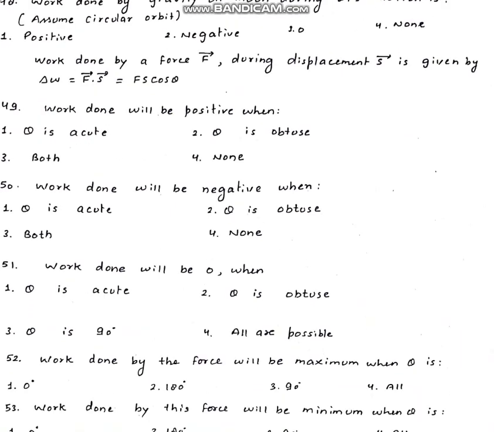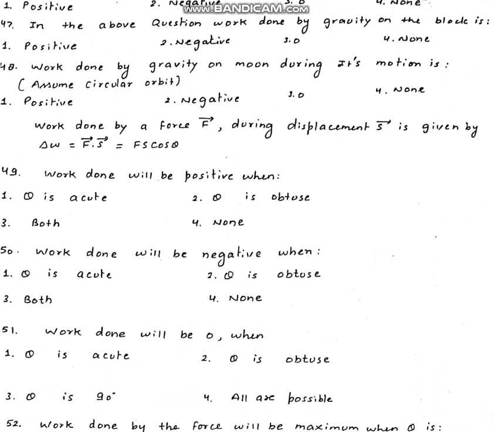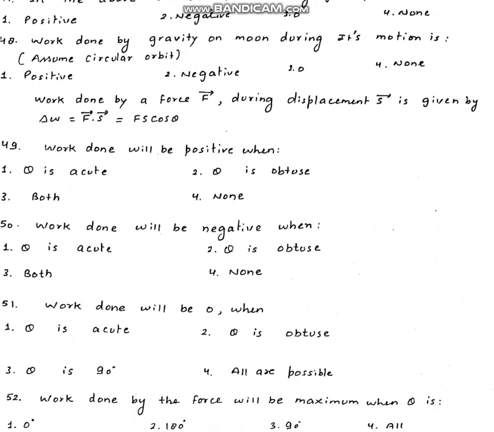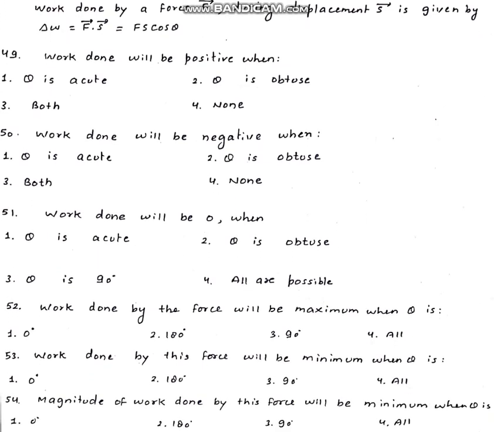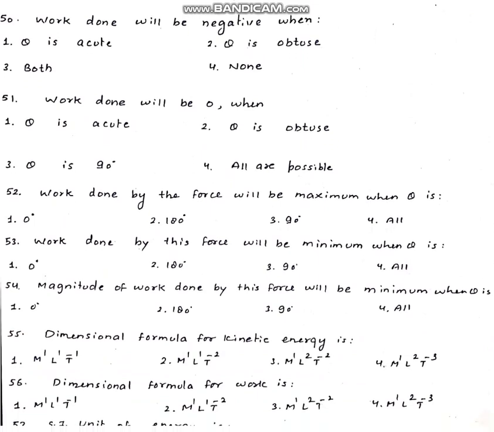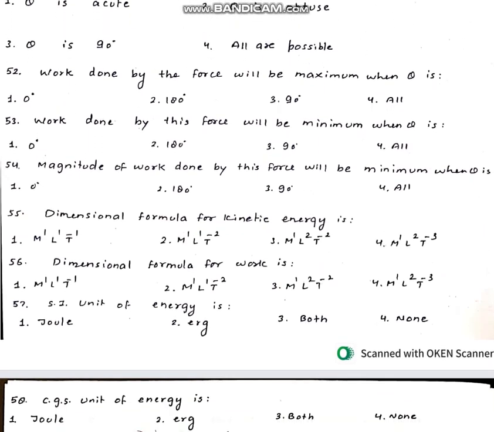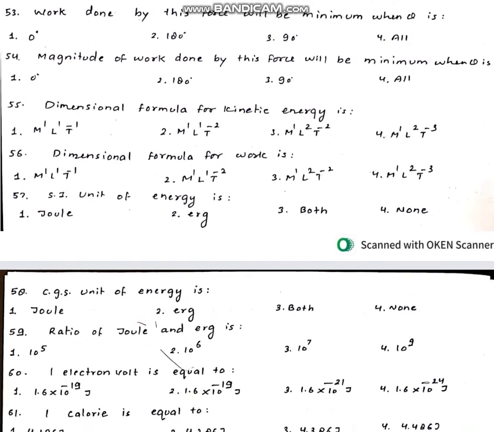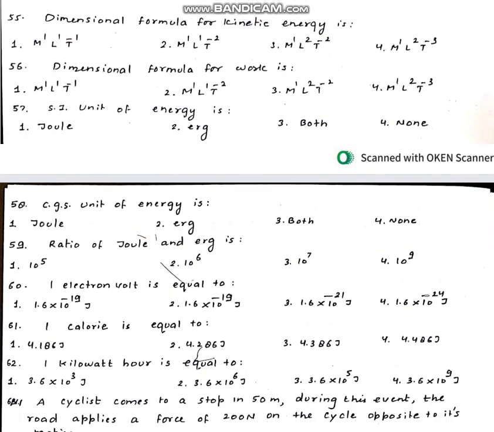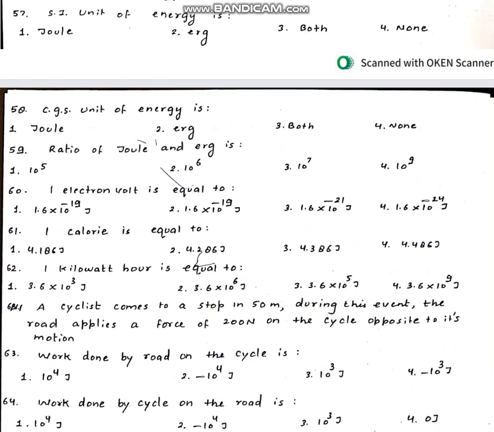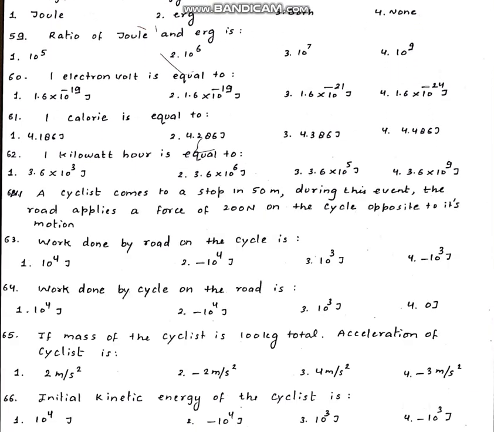Then we have a question on work done by gravity. Then we have work done by gravity on moon. Then we have a question on definition of work done. Then conditions for positive, negative and zero work done. Then conditions for maximum and minimum work done. Then dimensional formula of kinetic energy, work, then SI unit, then CGS unit.